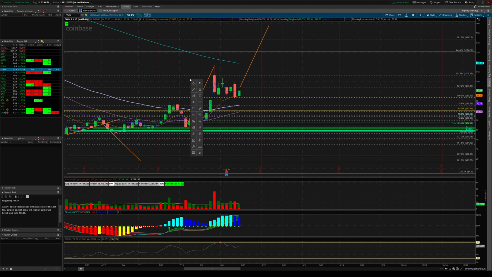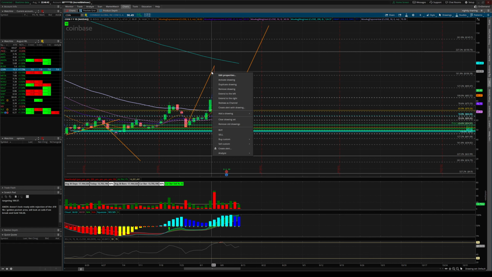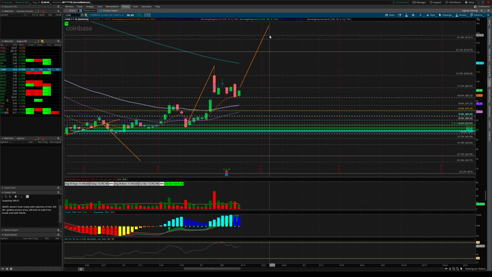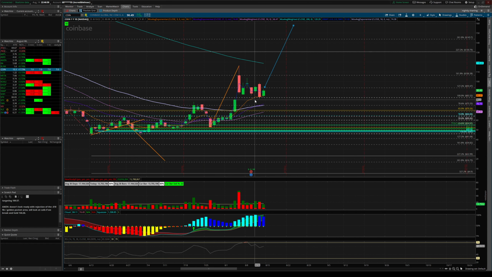So what I like to do is after I draw my pole from the bottom to the top of the flag, right? What I actually do is I duplicate it, and I'm using Thinkorswim. So I duplicate this, and this is how I got this line, right? And all I did was move it over approximately to where my pole ends would be at close to 160, right? So that would be my long-term profit target.